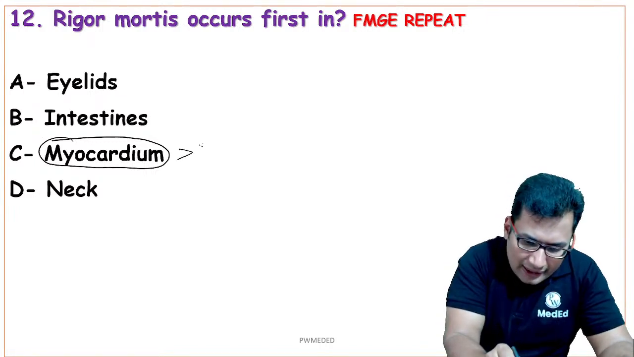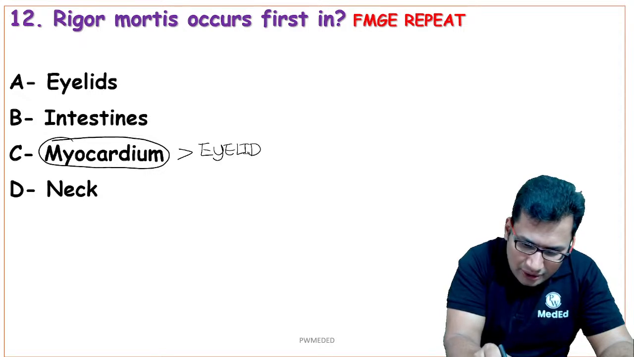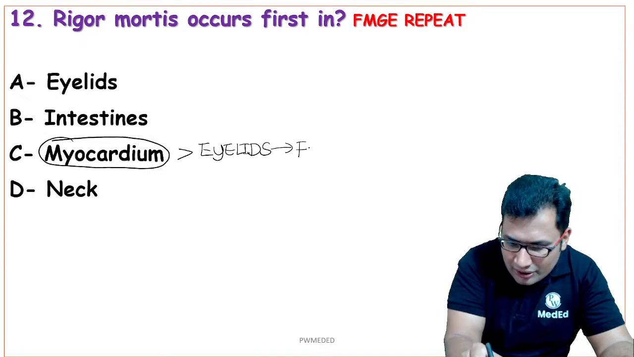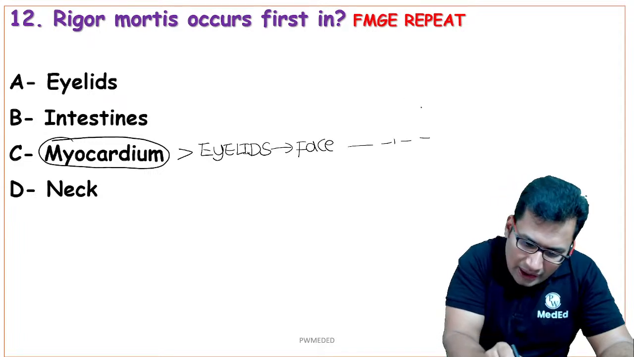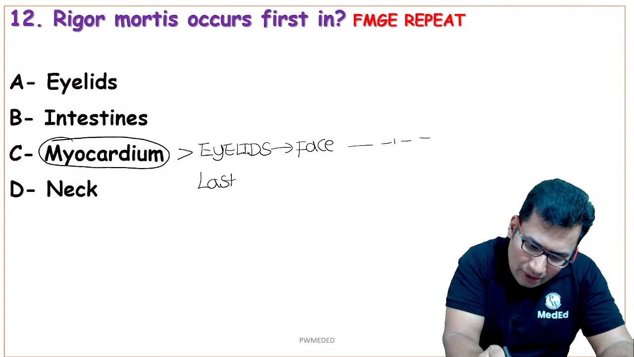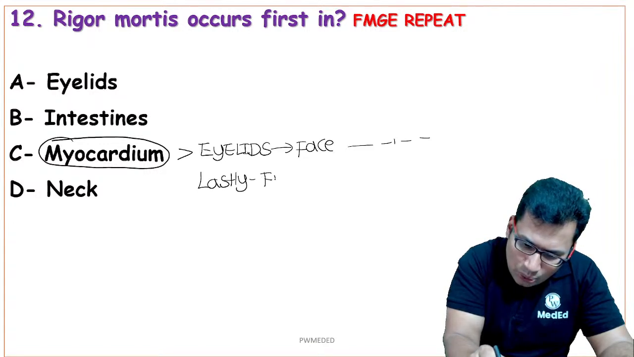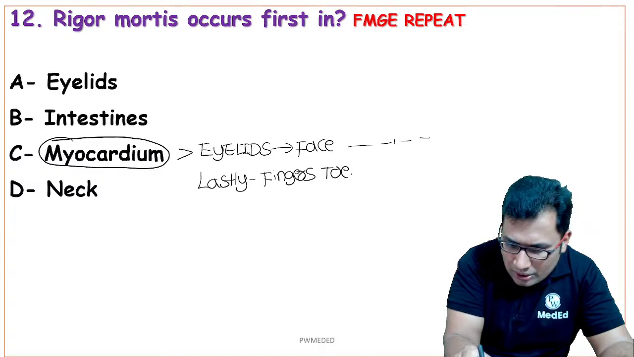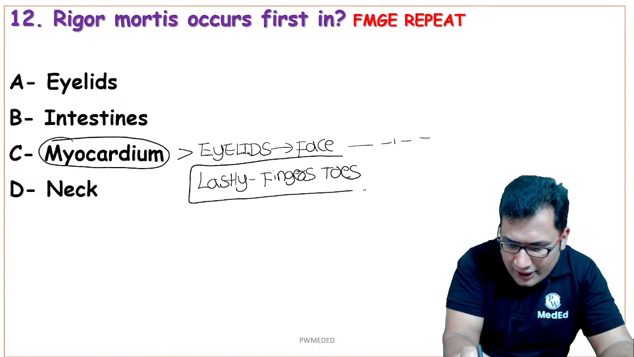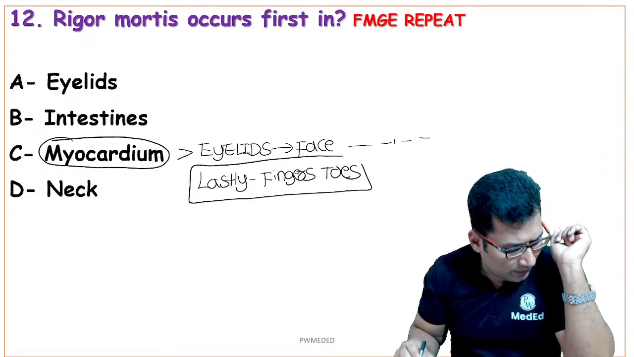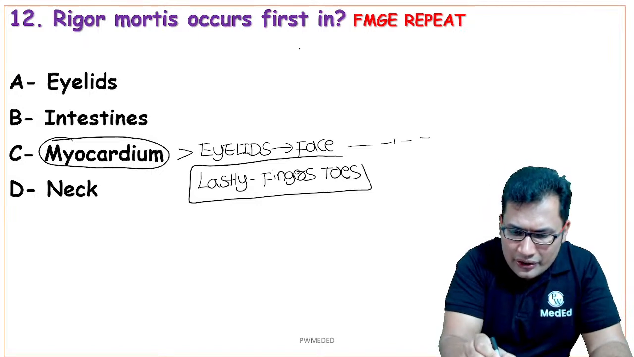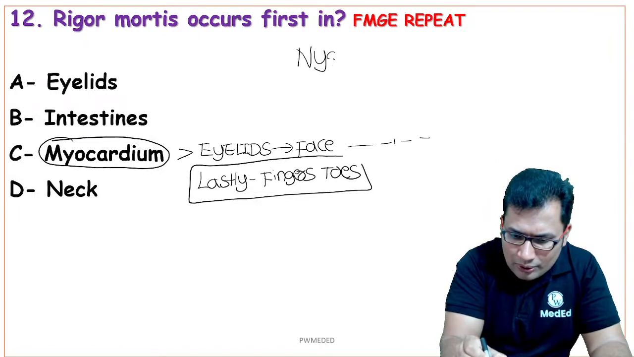Then it is the eyelids. Then the face, and so on. Lastly, fingers and toes. What is this rule known as? Anyone? What is this rule known as? Yes, this rule is known as Nysten's rule.